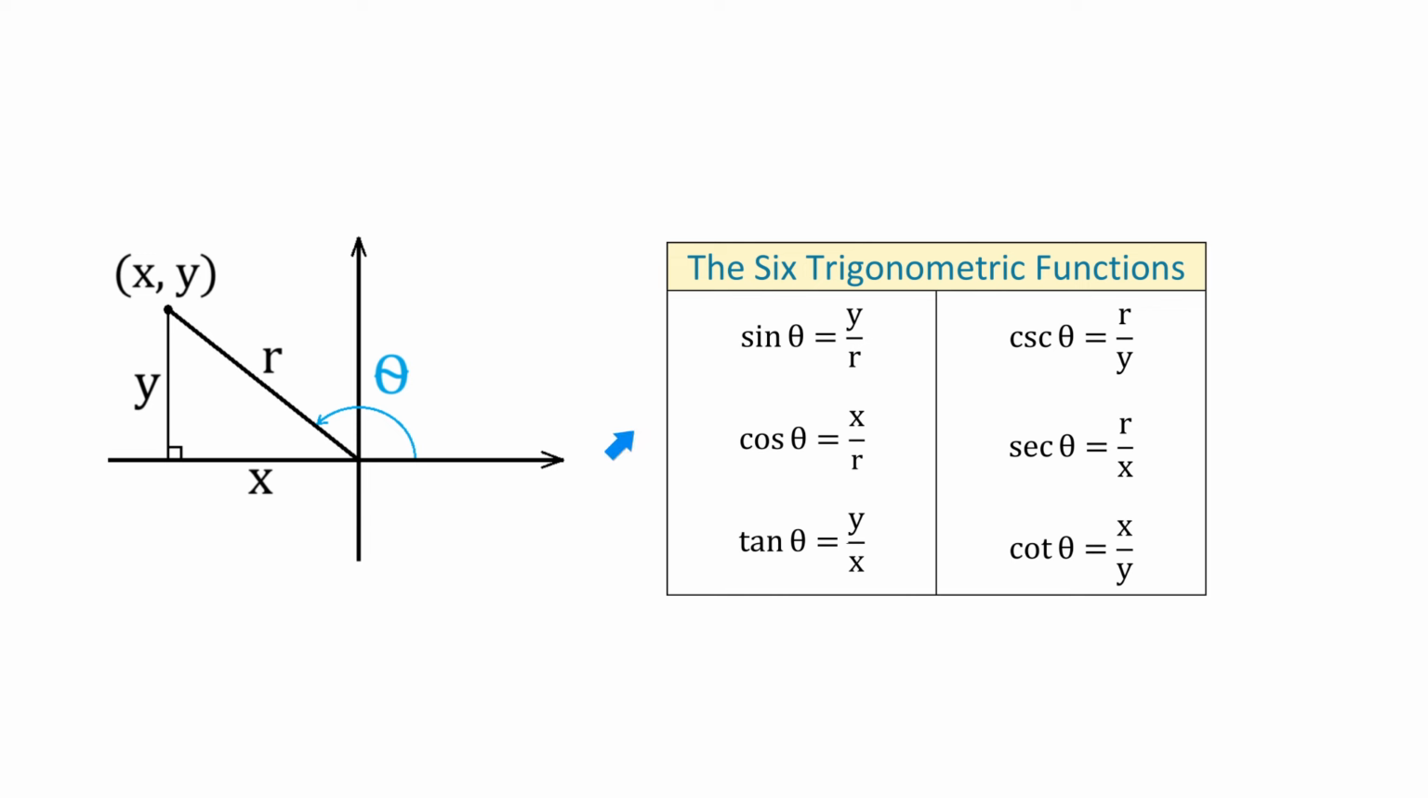Then for any angle theta for which the trigonometric functions are defined, sine of theta is y over r, cosine of theta is x over r, tangent of theta is y over x, cosecant of theta is r over y, secant of theta is r over x, and cotangent of theta is x over y. Now, depending on the quadrant, x or y could be positive or negative, and r is always positive. And this means that depending on the quadrant, the trigonometric functions could be positive or negative.